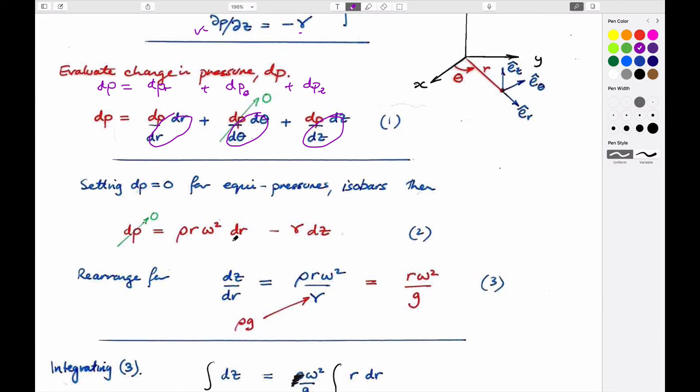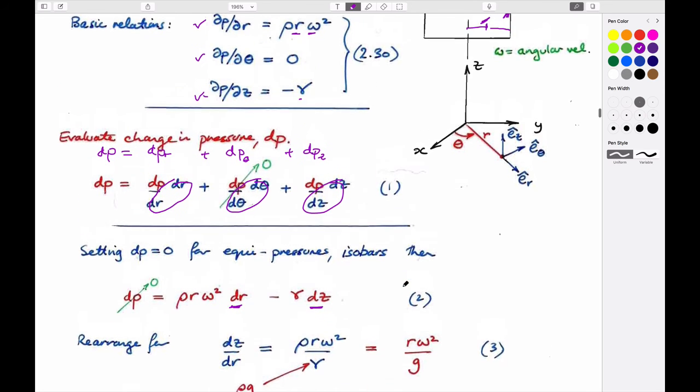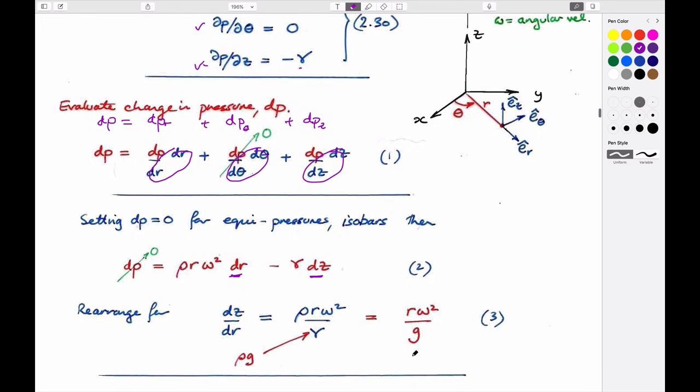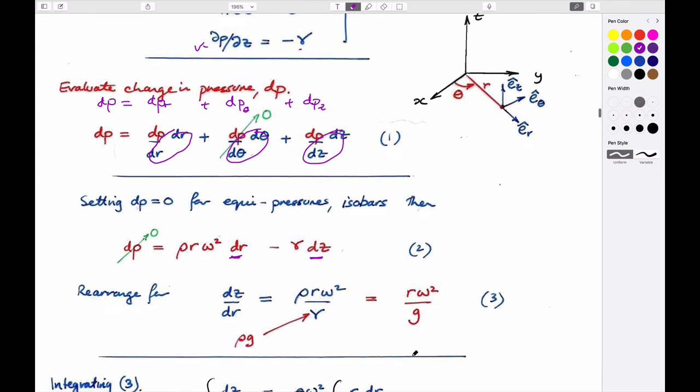And then we have an expression in terms of the change in elevation as we change radius. So we can just rearrange this into dz/dr instead of dz/dy we had last time, right? This is the inclination, and we end up with this expression here. It says that the gradient changes as a function of radius, which is really what we've just said, that as we go further out, the gradient increases. And it's a function of the rotation speed squared. Double the rotation speed, you quadruple all the gradients.